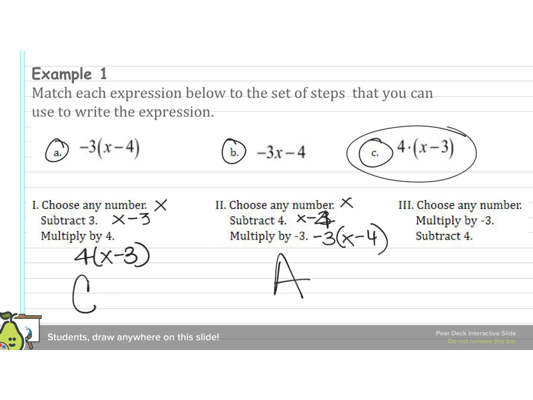And then this last one, choose any number, we can call it x, multiply by negative 3, so that'll be negative 3x, and then subtract 4, so negative 3x minus 4. Okay, so notice how this one is B, because I'm just following order of operations here. I would just do multiplying, and then I would do my subtracting. Whereas here, I would do my grouping symbol, my parentheses, first, and then my multiplying.